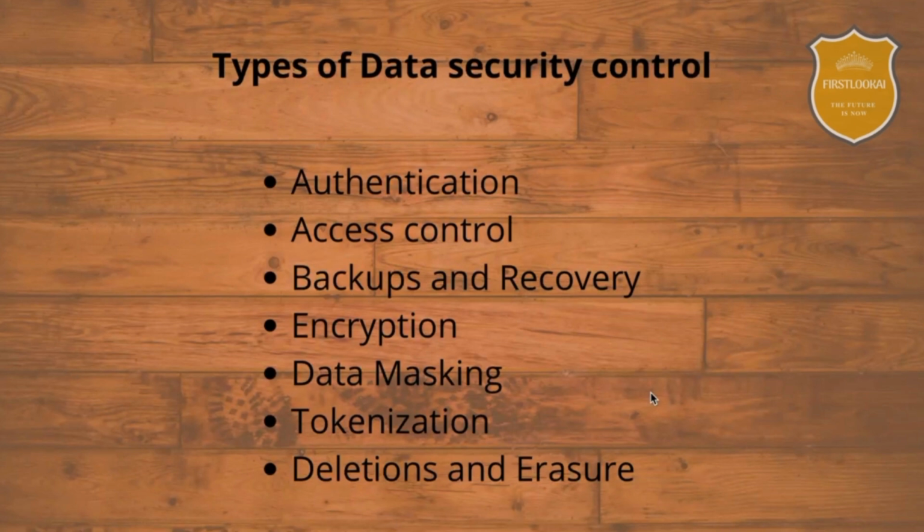And last one is deletion and erasure. When electronic data is no longer required and must be permanently cleaned out of the system, erasure can overwrite the data in such a way that it is irreversible. Erasure is distinct from destruction, which is a method that actually conceals data in such a manner that it is easy to recover. So these are the types of data security control.